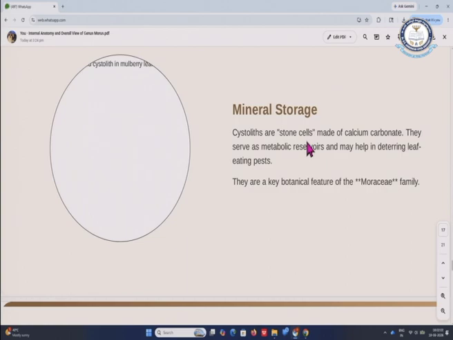These are also called stone cells, made up of calcium carbonate. They serve as a metabolic reservoir, and they help in deterring leaf-eating pests. Majorly, silkworms feed on the leaf.